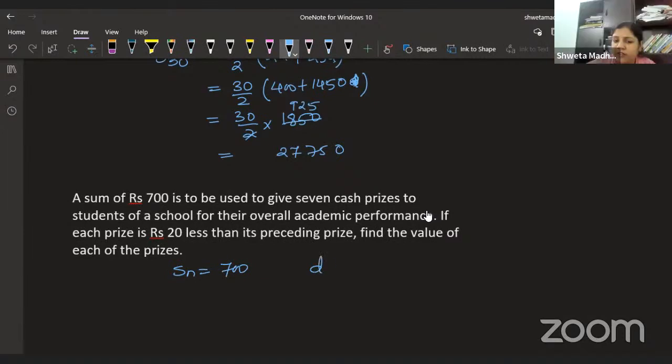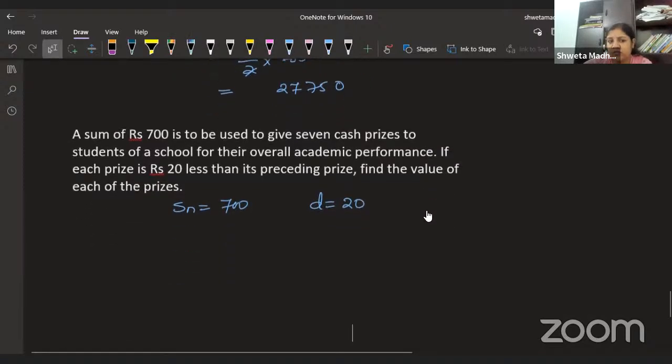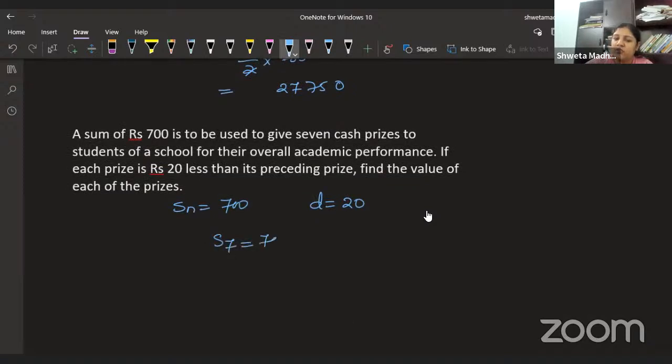The difference between every prize is 20 rupees, and we have to calculate the prize of every student, because there are 7 prizes. So S7 is equal to 700. S7 means 7 by 2 into (2A plus 6D). So 700 is equal to 7 by 2 into (2A plus 6D), which simplifies to 2A plus 3D.